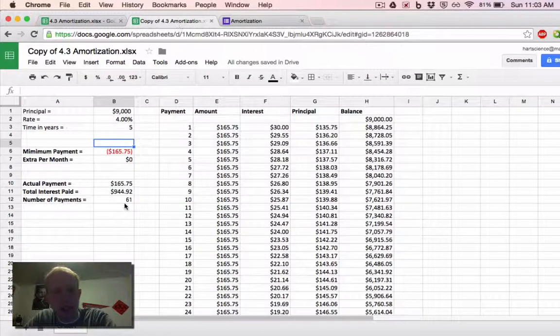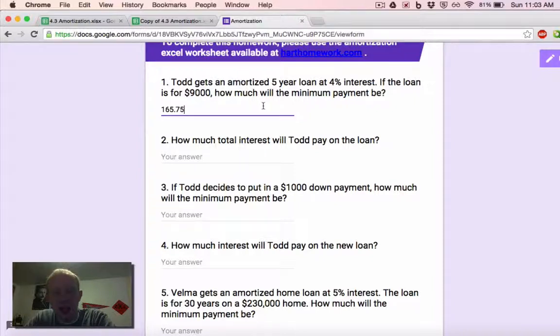Again, you're just going to look. Okay, total interest paid is right there, $944.92. Okay, and there you go. You plug that in, and you just keep doing that. So all these questions, you're just using the amortization schedule calculator to compare different loans, different payments, how much adding extra per month will save in interest, that type of thing.